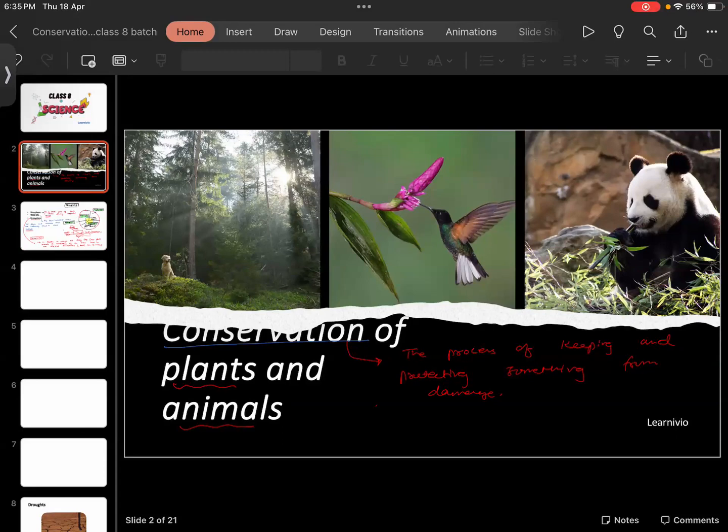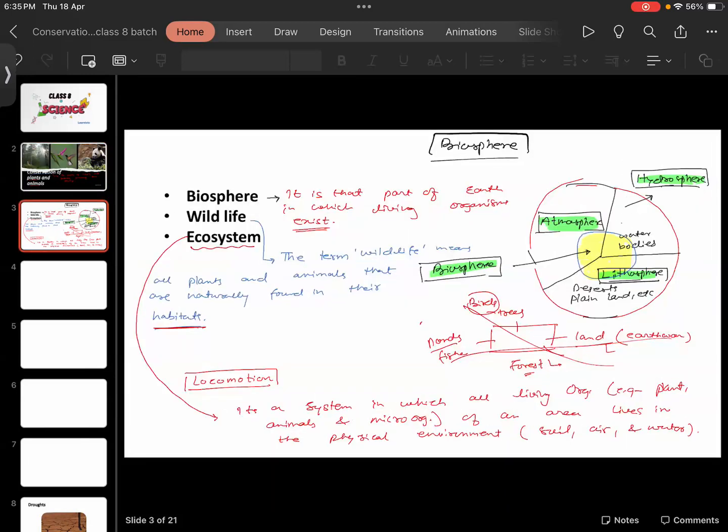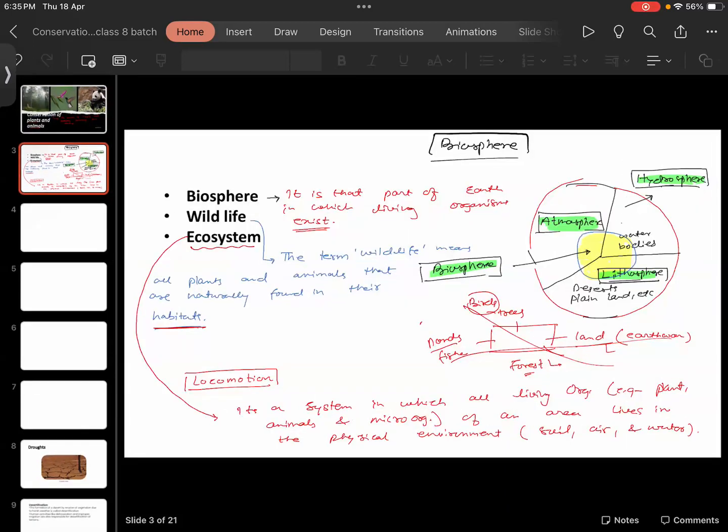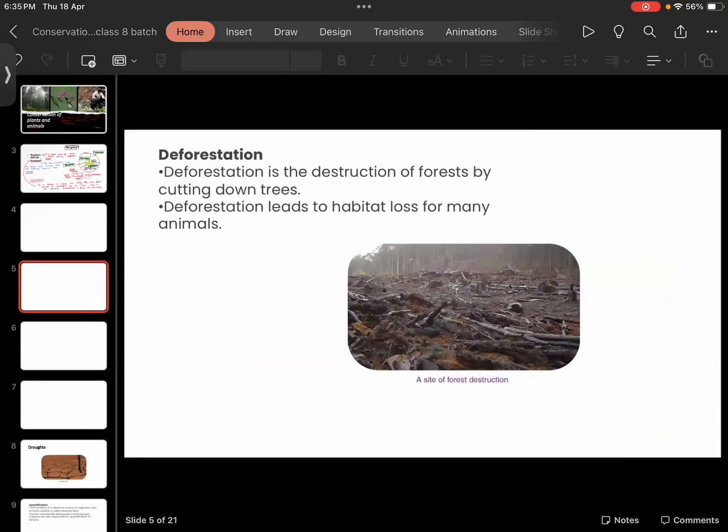About biosphere as well. Biosphere is basically that part of the earth in which living organisms are surviving, in which they are found. So they can be found on land, under the water, and in the air as well. So that is what biosphere is. And we also studied about wildlife and ecosystem. What are these things? We studied about them as well.